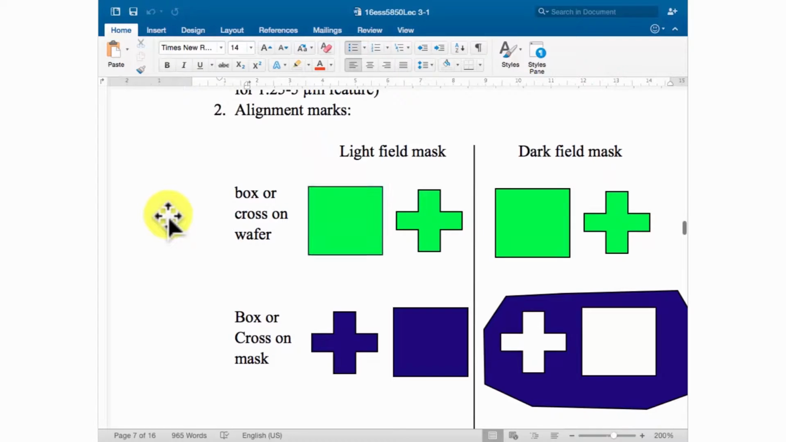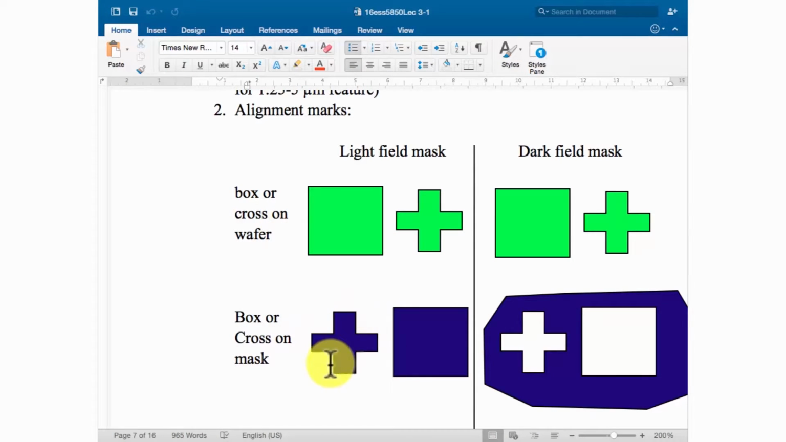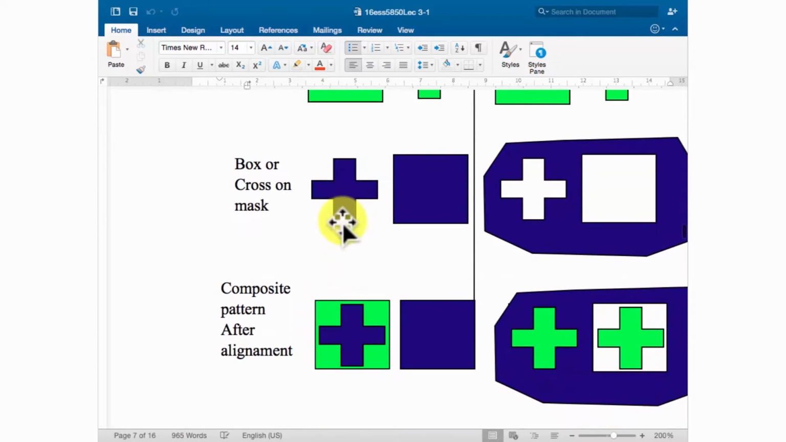For a light field mask, that means on the mask you can see opaque structures like islands on the surface. Most areas are transparent. In this case, the alignment mark will be either a box or a cross. When you put the second layer of your mask onto your first layer of alignment mark, the end result will look like this, the bottom one.